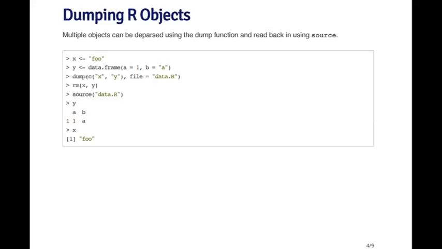So here I've created two objects, one called x, the other called y. And what I pass to dump are the names of those objects. So the names are x and y, and I give it a file that I want to store the objects in, and then I can remove them if I want to.